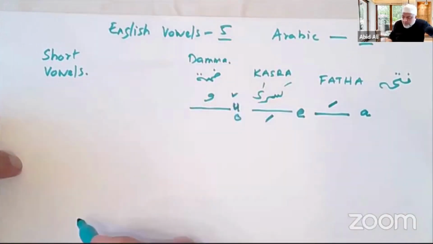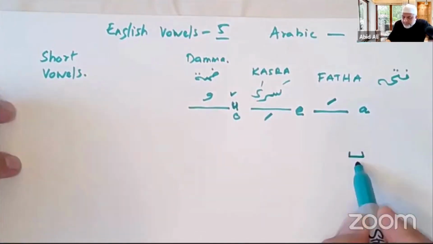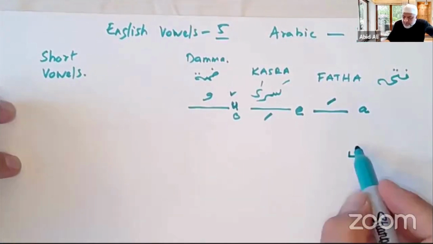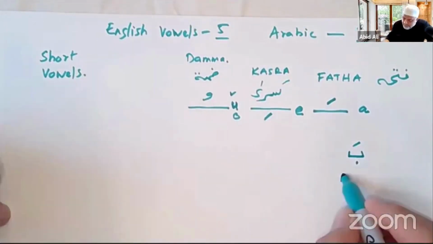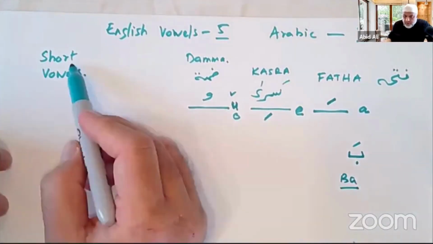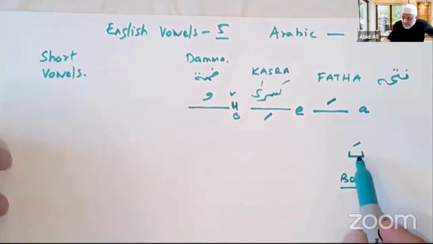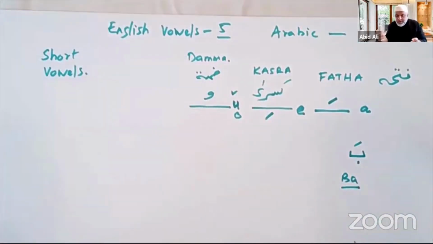So what is an example? The example is if I have the letter ba and I put this fatha, it becomes ba. Because it's a short vowel, it is one haraka. One haraka means that the amount of sound you're going to create is one haraka. That is a small haraka.